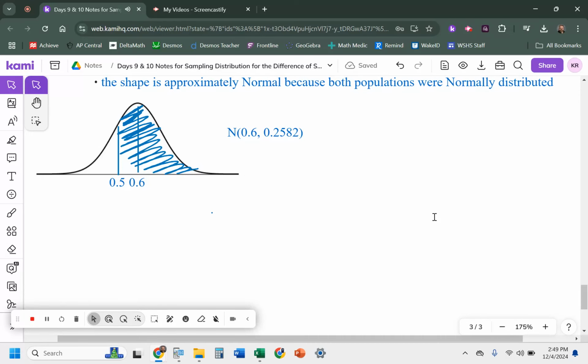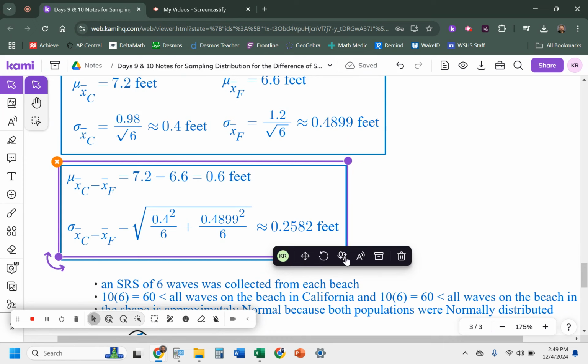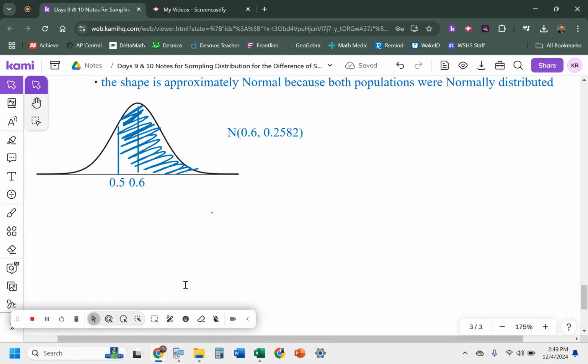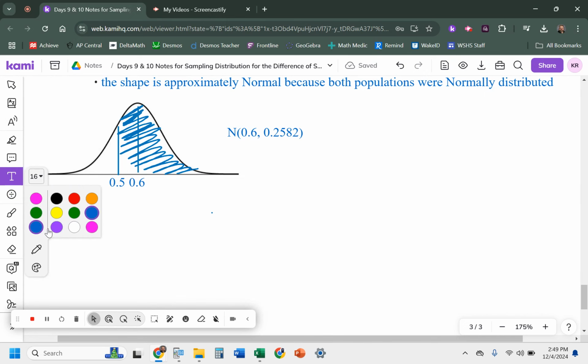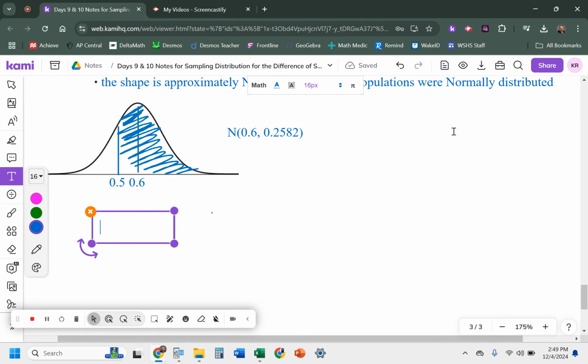All right, so now what we need to do is make that probability statement and conduct our normal CDF. We've met all of our conditions. We've calculated our parameters for our sampling distribution. So now it's time to do that probability statement and the calculations for it.